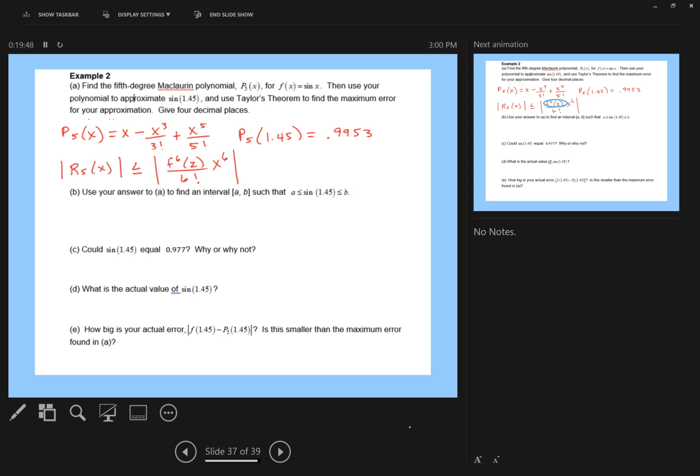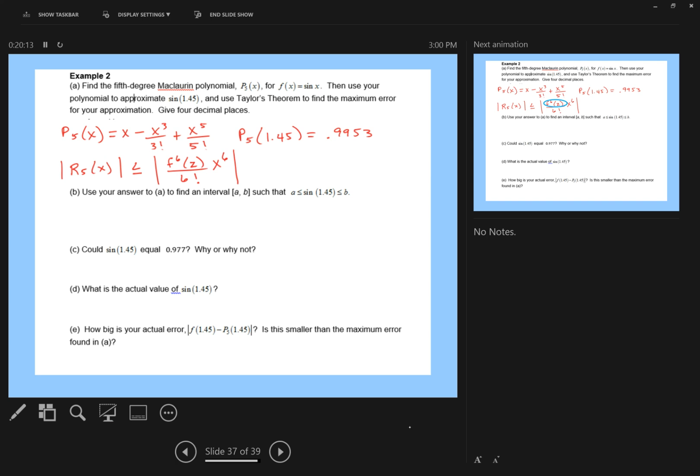Why did you only go to x to the 5th? Because it said they wanted a 5th degree Maclaurin polynomial. Oh. So even though it was only 3 terms, it was still 5th degree. Yeah. Everybody understand my notation? So I'm using the 6th degree. I always write z because I don't know what z is. I'm going to put in a number in a minute for that maximum 6th derivative.